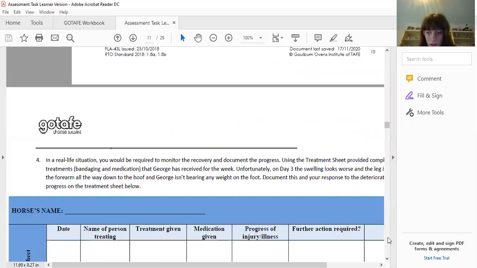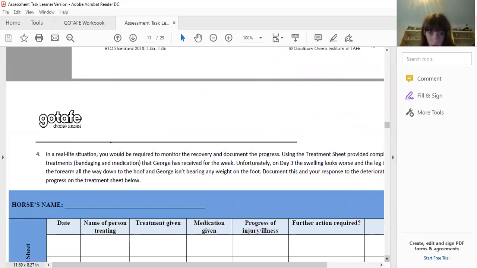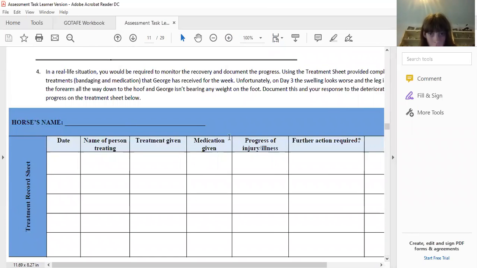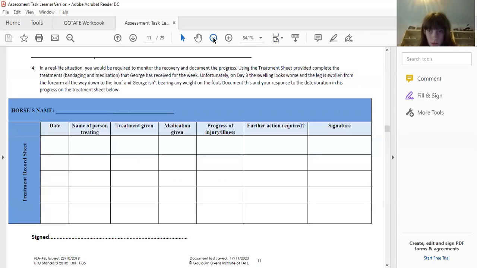So that's 3B. Now, question 4, based on that scenario, it says in real life, you would be required to monitor the recovery and document the progress. So using this treatment sheet, complete the treatments, bandaging and medication that George has received for the week.